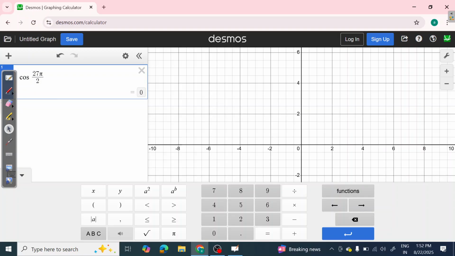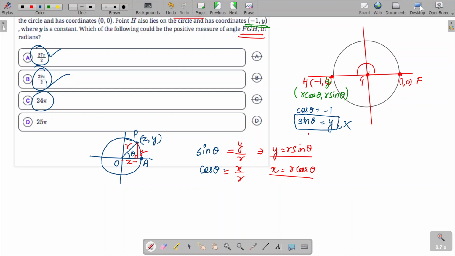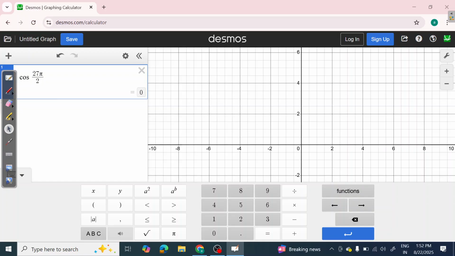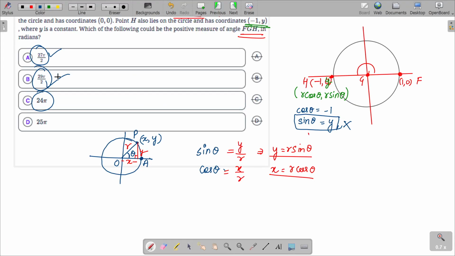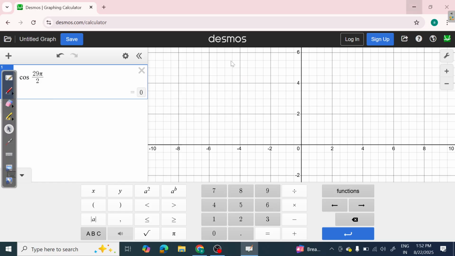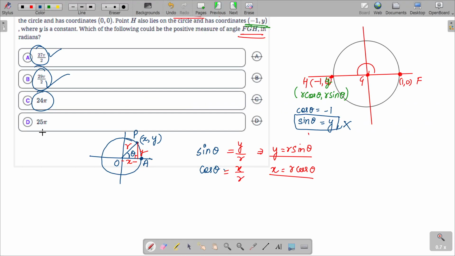Are you getting negative 1? No. Check the second option. The second option was 29 pi by 2. Are you getting negative 1? No, not at all. You're getting 0. Now I'll go with the next option, 24 pi. Are you getting negative 1? No, you're getting positive 1. And I think the last was 25 pi. Yes, you're getting negative 1. That means your answer is option D.